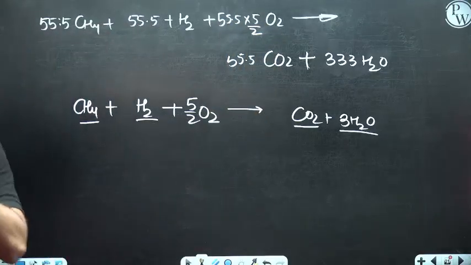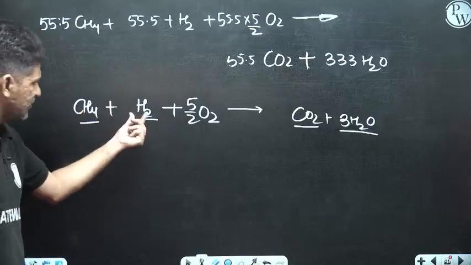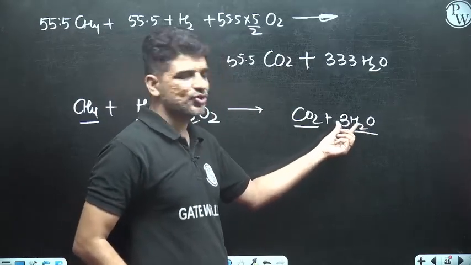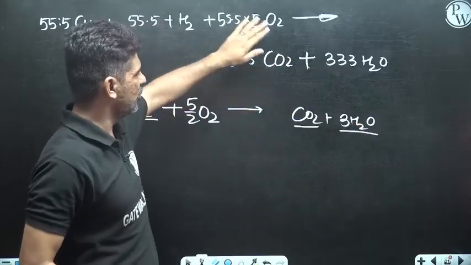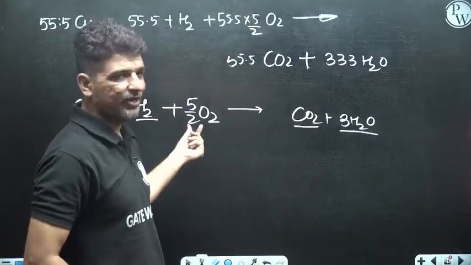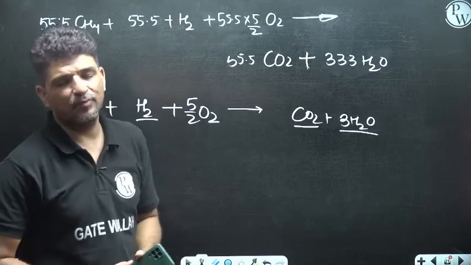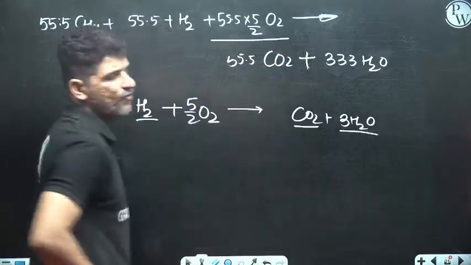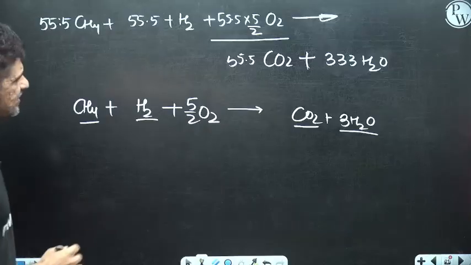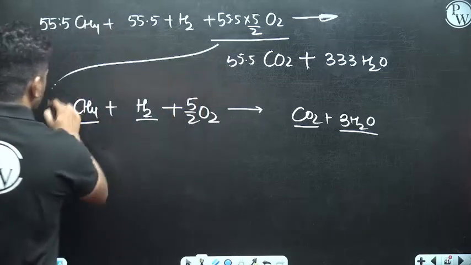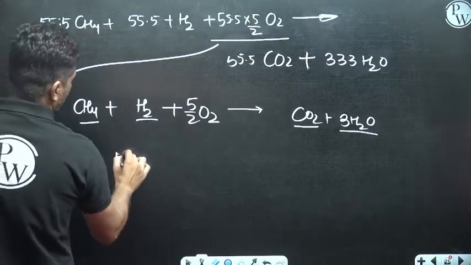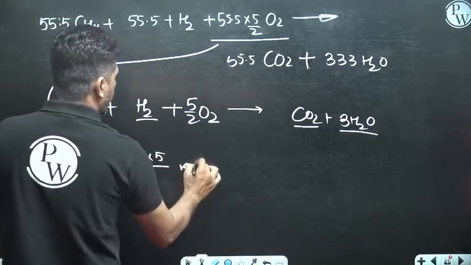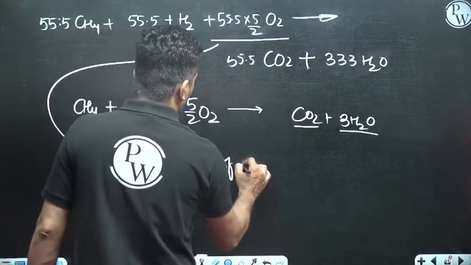Sorry. Okay, so CH4 is 4 plus 2, 6. If it is 6, then that will be 3 H2O. If it is 3 H2O, then 3 plus 2 is 5, 5 by 2. 5 by 2 multiplied by 55.5. Okay, so now you see that this much number of moles of oxygen are required. So what is the number of moles of oxygen? So 55.5 multiplied by 5 by 2 moles of O2 are required.